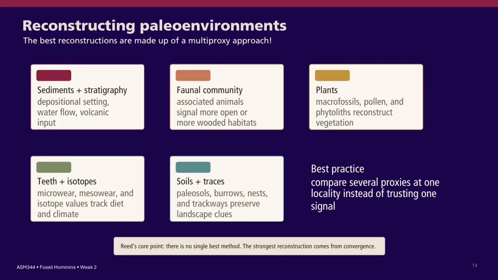A third category comes from plants and chemistry. Pollen, phytoliths, macrofossils, isotopes, microwear, and mesowear all provide different windows into vegetation and feeding ecology. Different proxies capture different temporal and spatial scales. Pollen may represent a broader region, while plant macrofossils can reflect a more localized habitat.